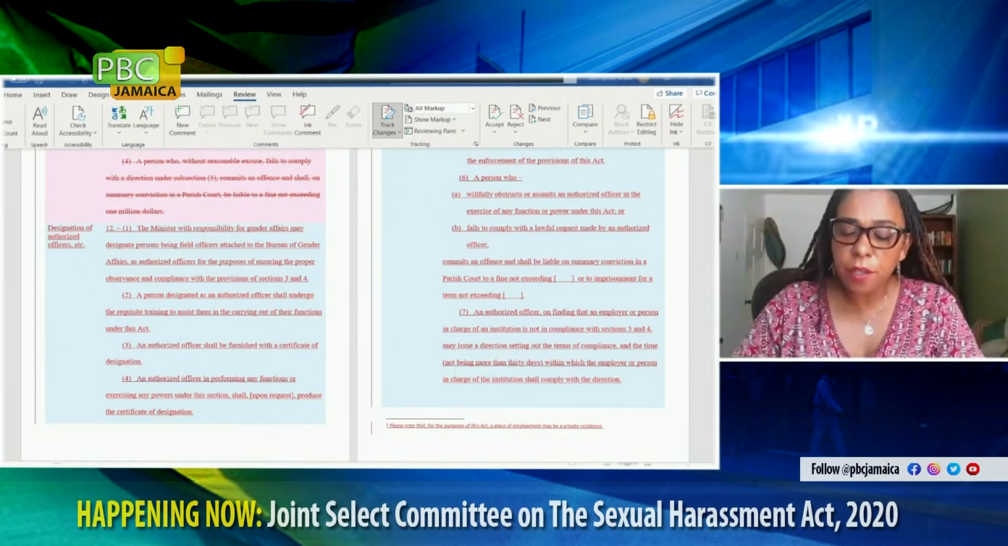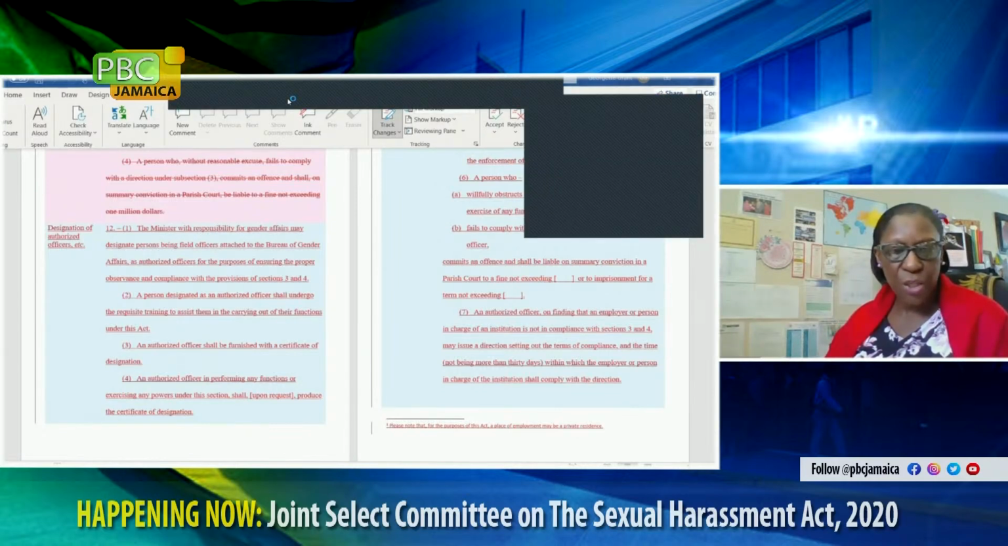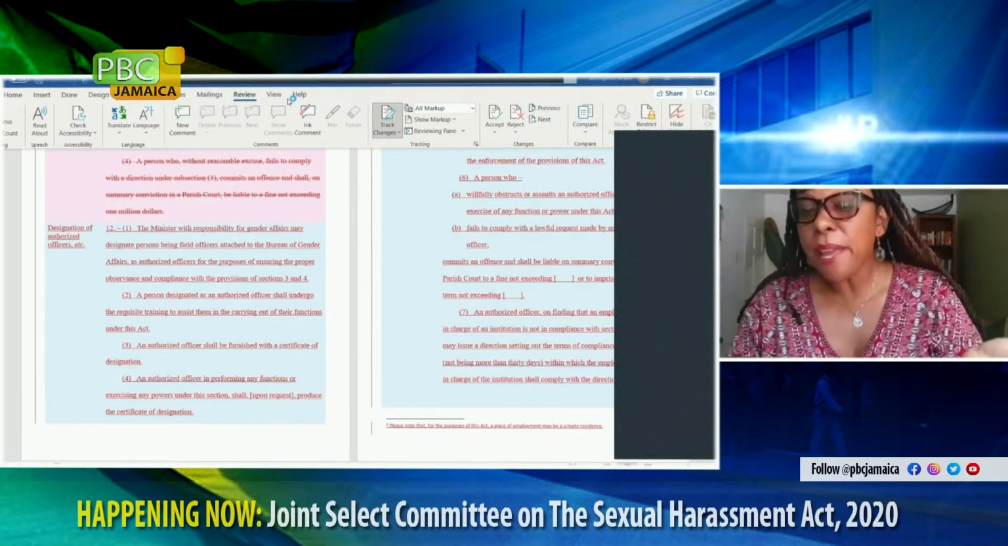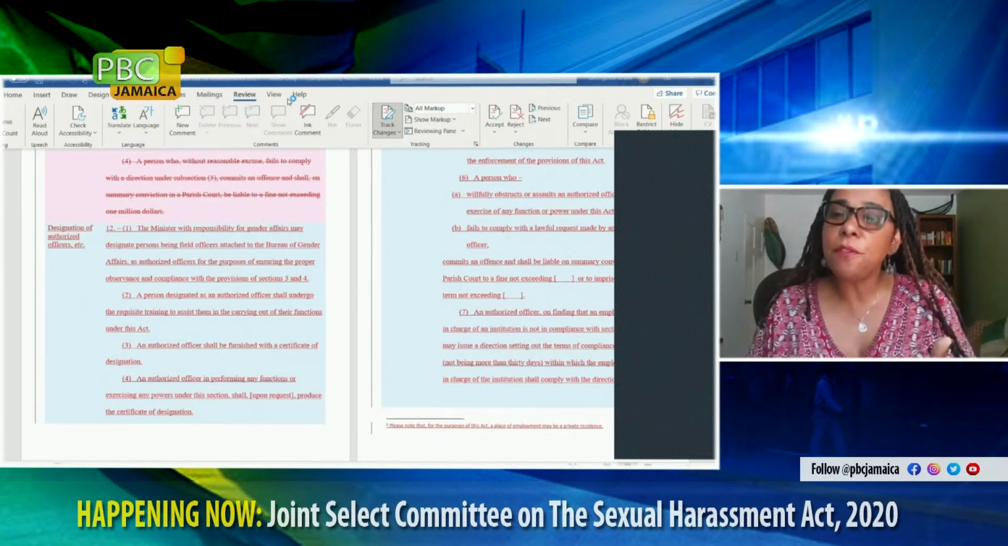So Ms. Coburn, are you then saying we can just end that section as persons being field officers as authorized officers for the purpose? So we can leave out attached to the Bureau of Gender Affairs? I'm not sure, because if you leave it out, how would you know which entities you are referring to? Because my thing is you don't know now. So for example, in the 90s, early 2000s, the Ministry of Sports assigned sports officers through SDC. So you don't know what will happen in the future.